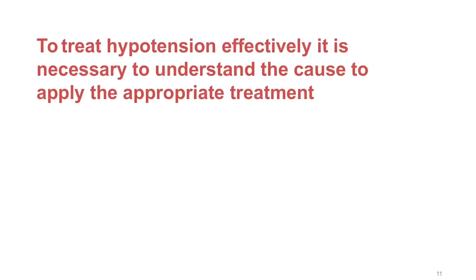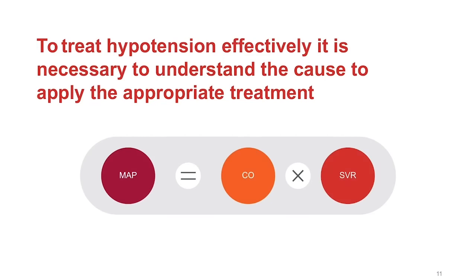To treat hypotension effectively, it's necessary to understand the cause and apply the appropriate treatment. For example, if hypotension has occurred because systemic vascular resistance has decreased, then a vasopressor will restore vascular tone and increase our mean arterial pressure. However, if a patient is hypotensive because cardiac output has fallen due to, say, decreased contractility, then an inotrope such as ephedrine may be required.